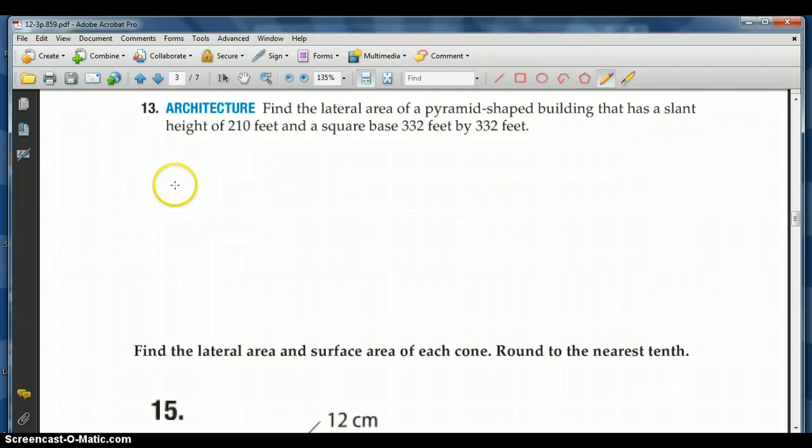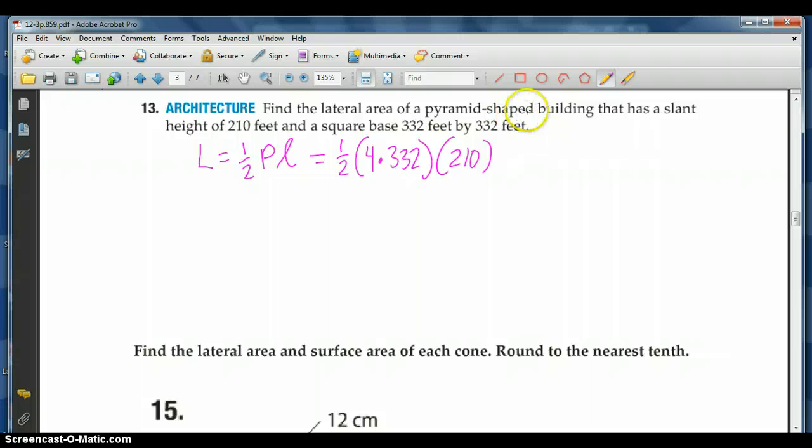Number 13, find the lateral area of a pyramid-shaped building that has a slant height of 210 feet and a square base 332 feet by 332 feet. So lateral area is half of the perimeter times the slant height. So our perimeter, since it is a square, would be our side length times 4. So we want to take half of the perimeter of the base, 4 times the length of the side, times the slant height, and we're given the slant height is 210. So 1/2 times 4 times 332 times 210 gives me 139,440 square feet.